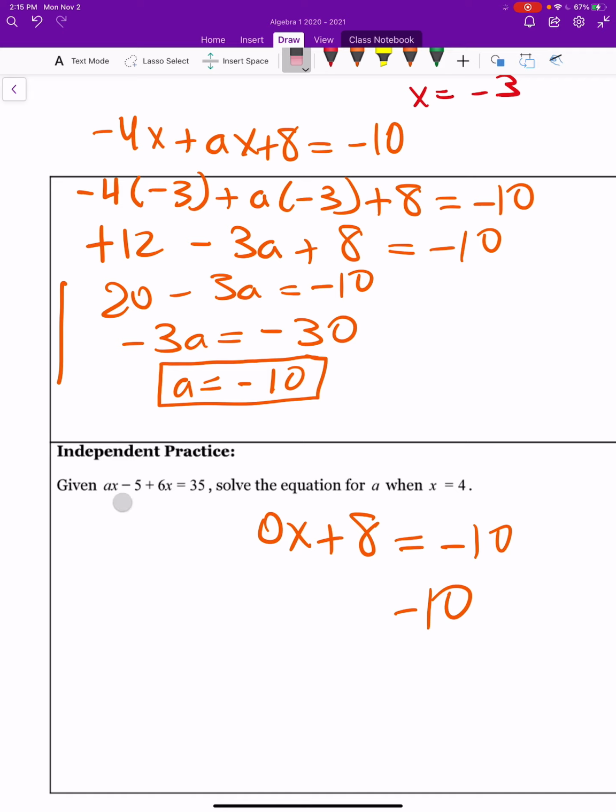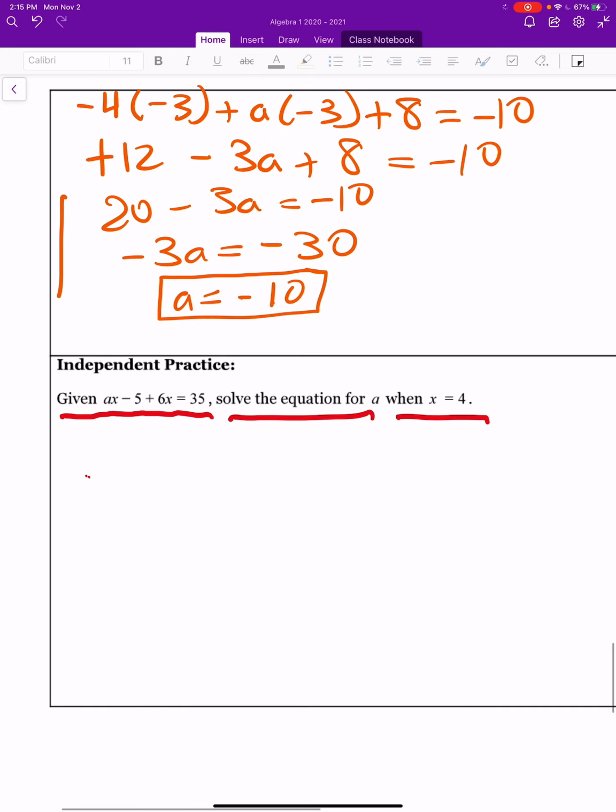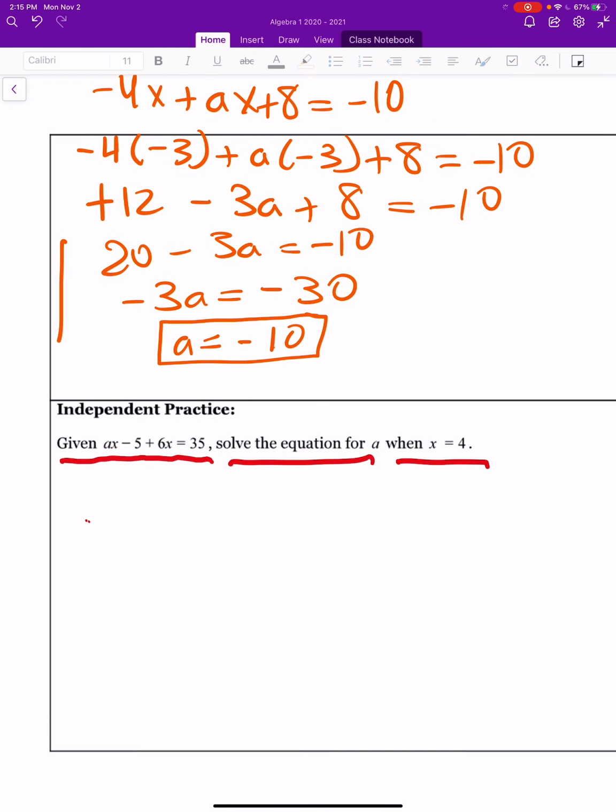All right, now take the next 3 to 4 minutes to answer the following question. Given a times (x minus 5) plus 6x equals 35, solve the equation for a when x equals 4. Please pause the video right now and take the next 3 to 4 minutes to solve this independently.